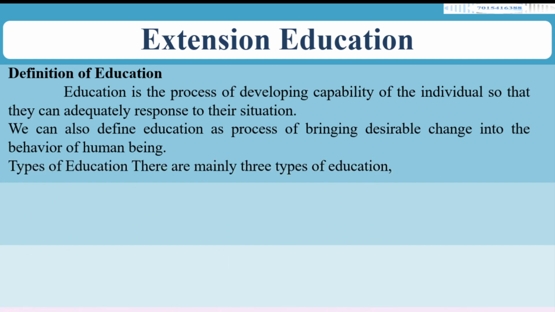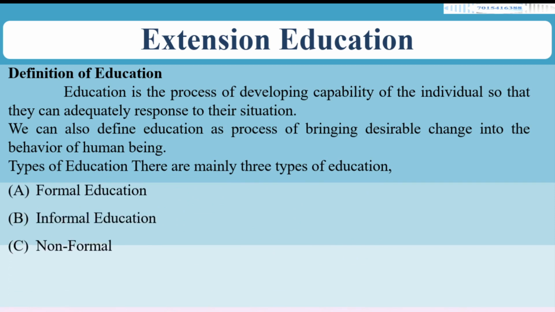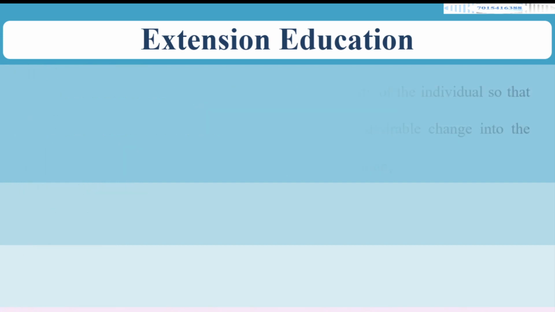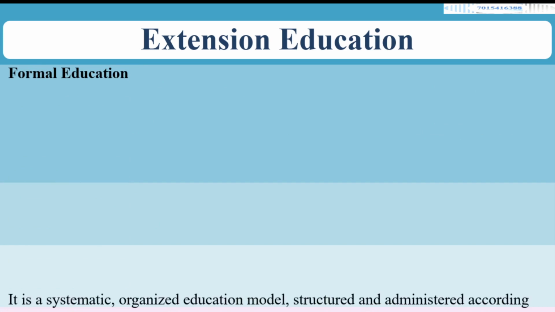Okay, types of education. We know that there are three types of education: formal education, informal education, and non-formal education. So we will discuss them one by one. Okay, what is formal education?